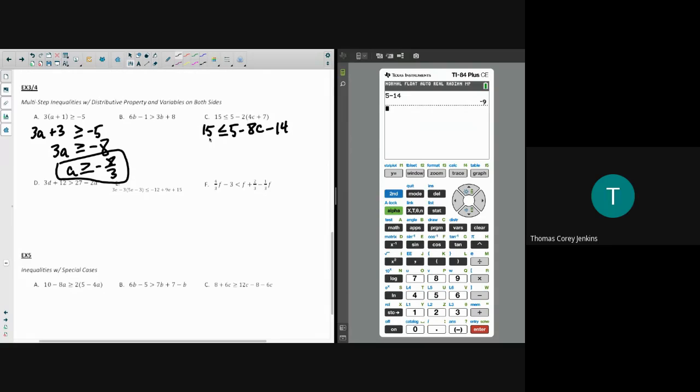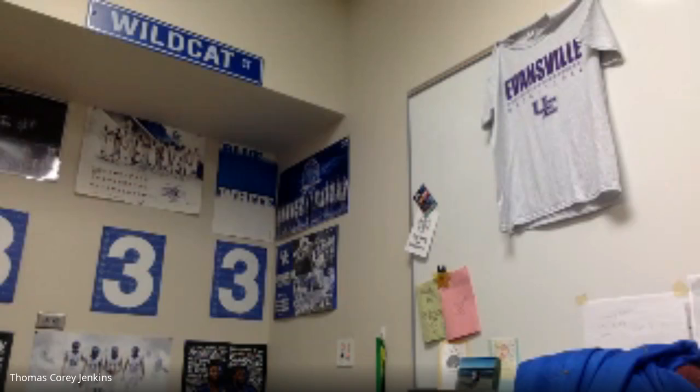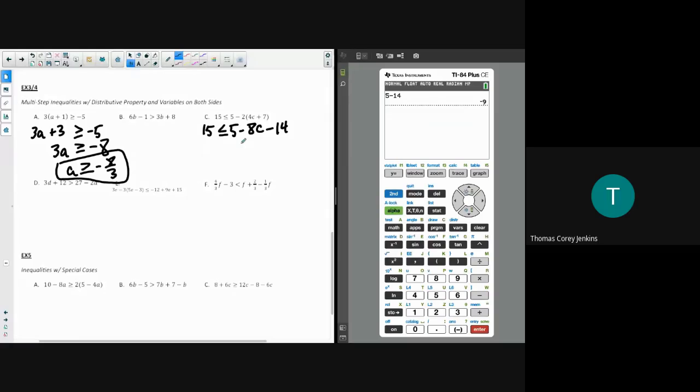All right, so that makes this right side -8c minus 9. So we have 15 is less than or equal to -8c minus 9, or -9 minus 8c. Doesn't really matter the order. All right, now we add 9 to both sides. So 15 plus 9 is going to be 24. 24 is less than or equal to -8c.